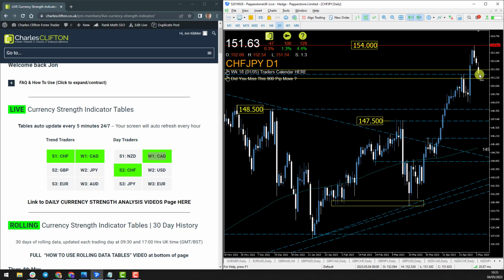So that's how you can make 60 pips in one day following the tables. Keep your eyes on Swiss yen. We're waiting for a signal now to appear on the tables for another opportunity.